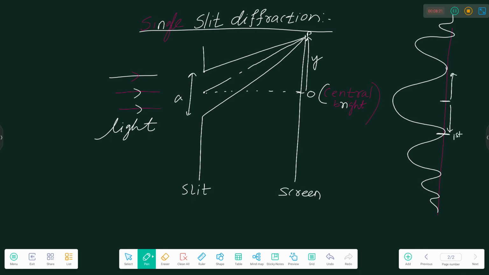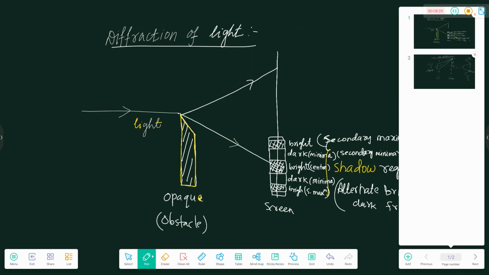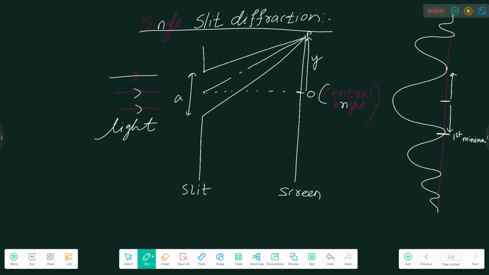This is your first minima. What am I telling? First minima. Why is this first minima? Because after the central bright you check here. After the central bright, immediately what came? A dark spot came. Dark spot. So that's why this is your first minima. This is also your first minima. This is your center.